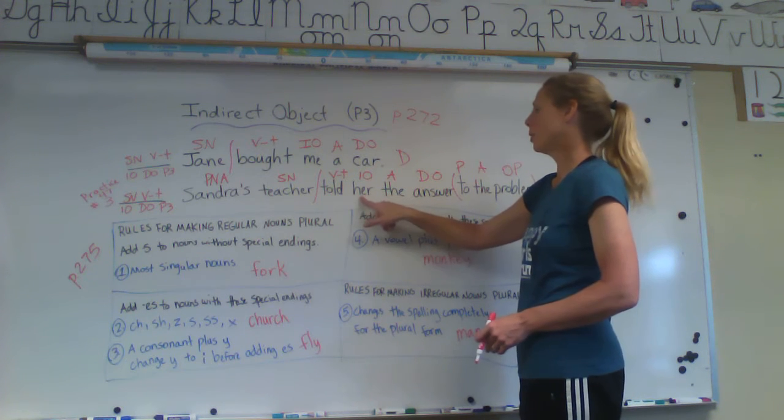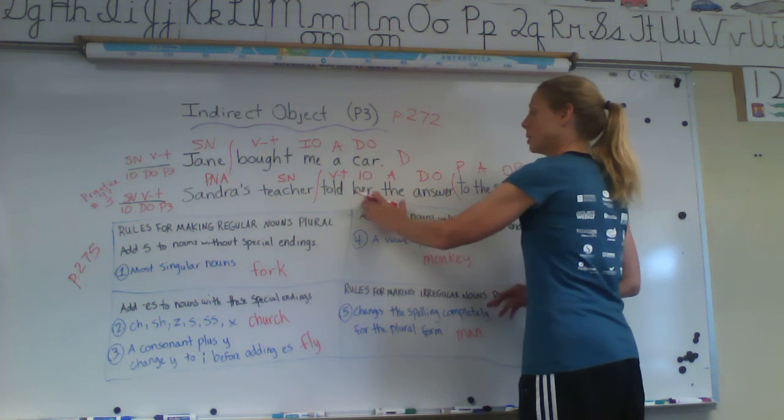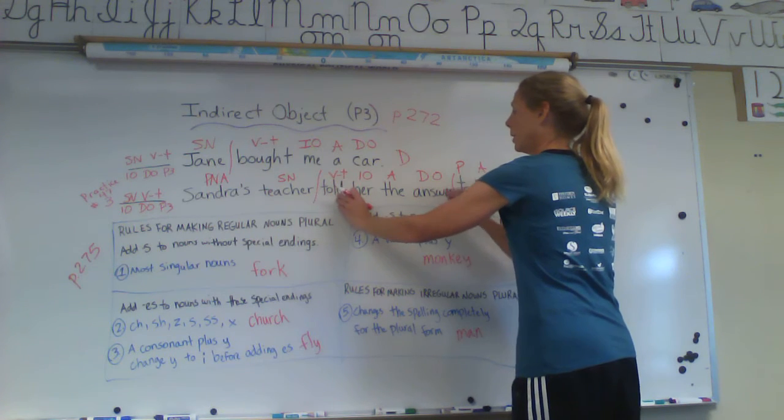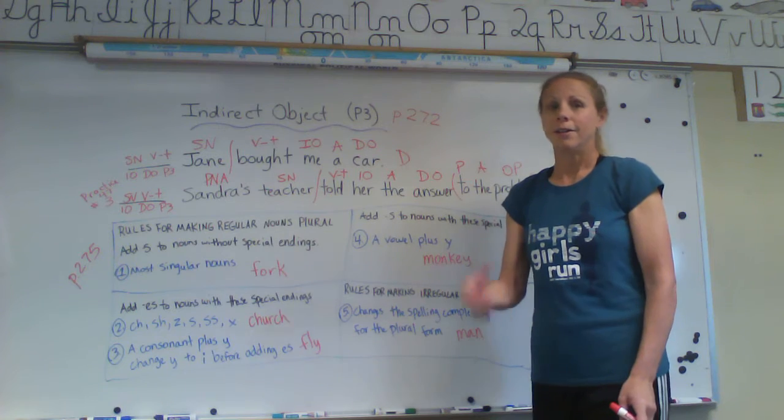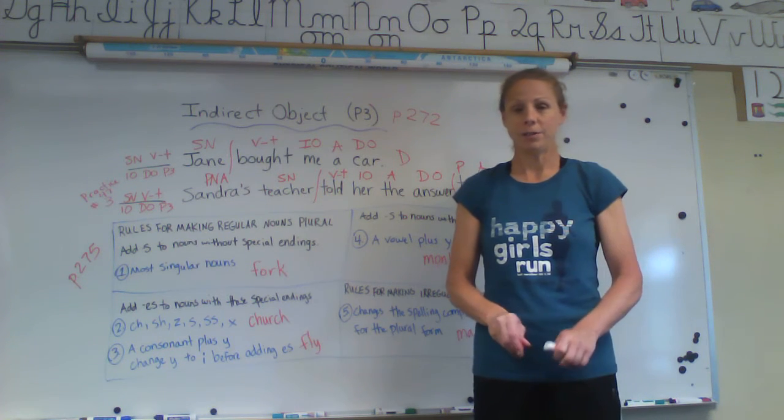Okay, remember that the indirect object is always going to be in between the verb transitive and the direct object. It's going to be in between there somewhere. Okay, so good luck on that new stuff.